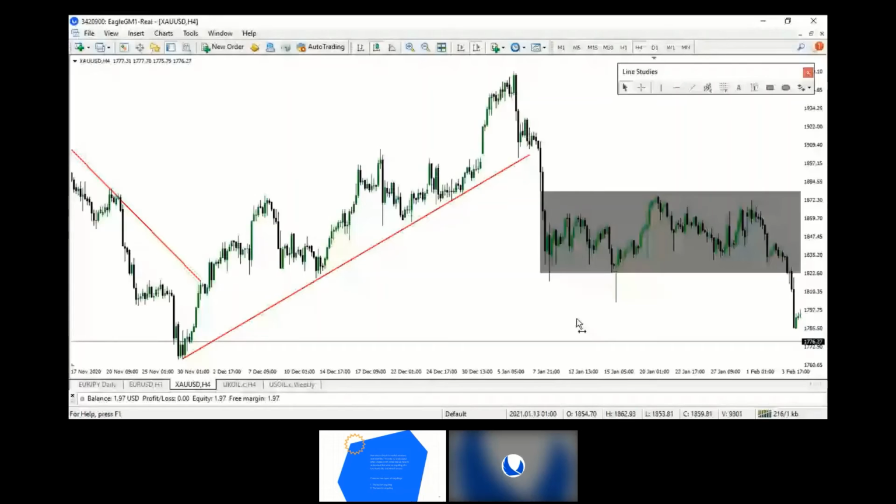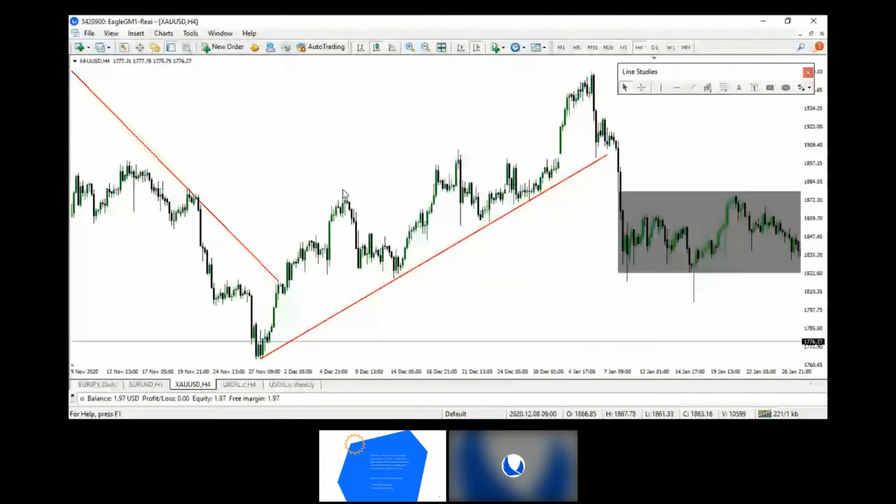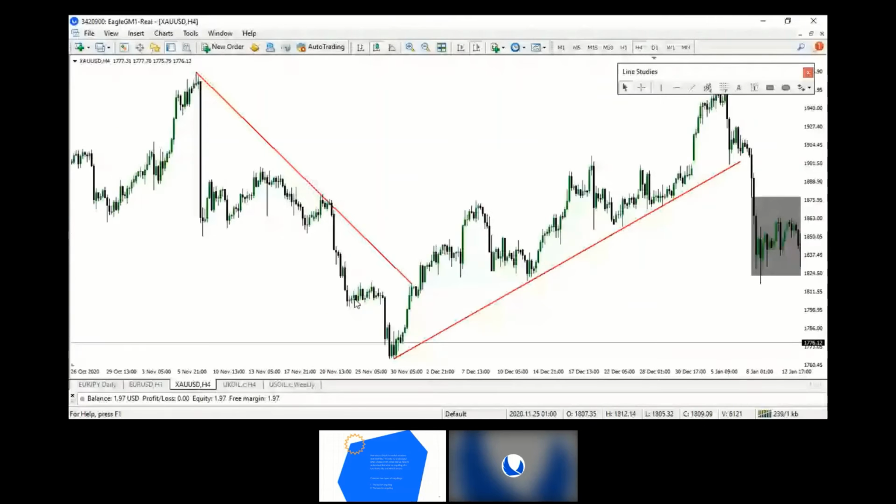We said in an uptrend, we have a series of higher highs and higher lows. Higher highs, higher lows, higher highs, higher lows. That's why in a downtrend we have a series of lower highs and lower lows. Lower high, lower low, lower high, lower low, lower high.